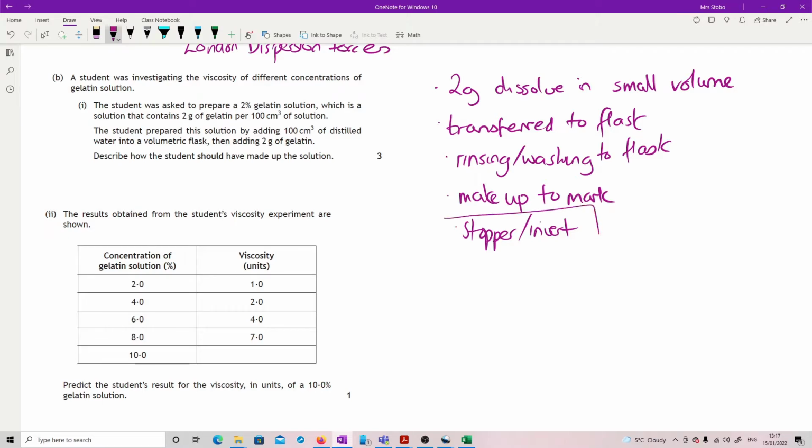Okay, this bit didn't actually even make it to the mark scheme. That was the first part. This was the next part, and that was your third mark.